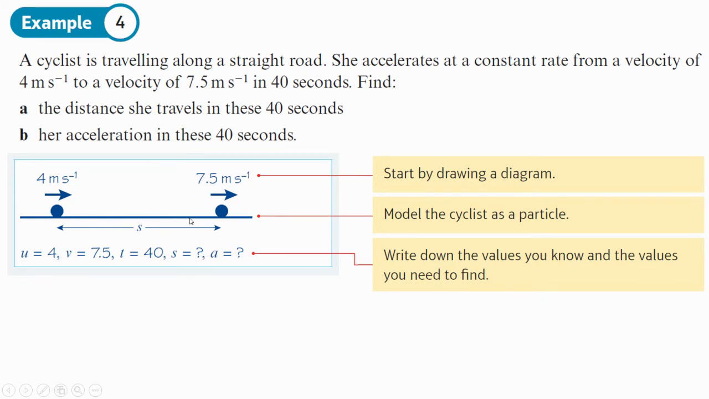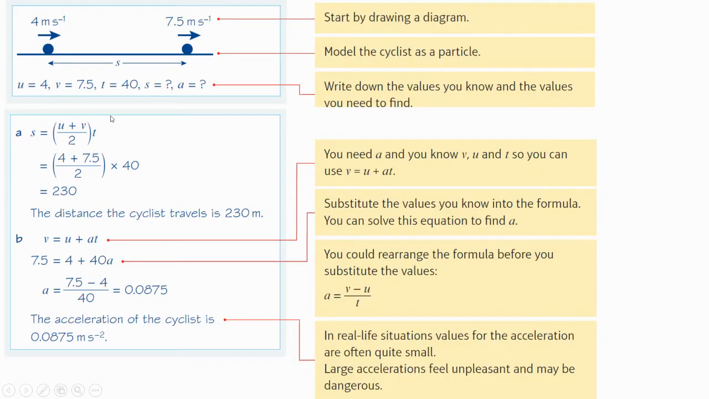We want the distance traveled. We know u, we know v, we know t, and we want to know s. So that means we've got to use this equation here. We put in u and v and t, and we just get out the answer, s. Because we were careful with the units before, our units are straightforward now, and it's just 230 meters.